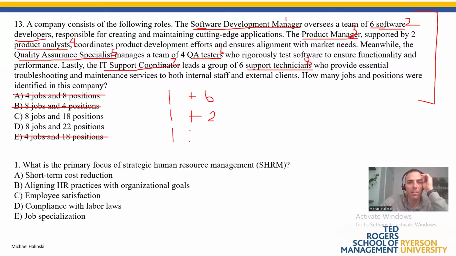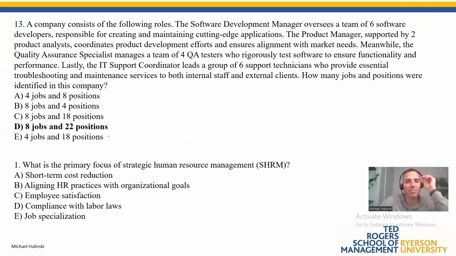Then we have supported by 4, and then the IT support coordinator supported by 6. So let's see, my math is good: 10, 18, 22. That's how I would tackle that question.